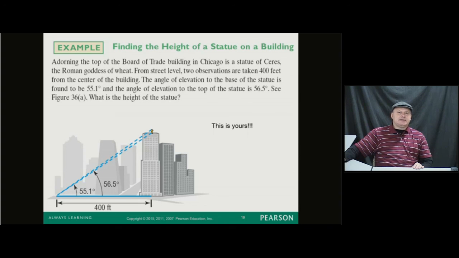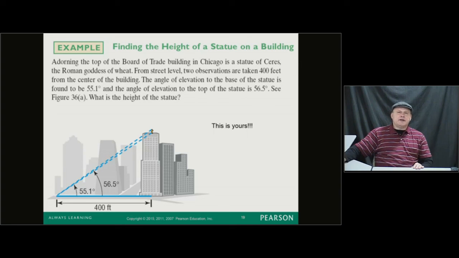But in this case, the opposite is just the height of the building. The adjacent is still 400 though. So then you'll find the height of the building. But remember the first equation, you found the height all the way up to the top of the head of the statue. So when you find those heights, what do you do at the very end? Well, the first one's going to have a much higher height because the head is far taller than the building is. So the difference of those two heights is the height of the statue.